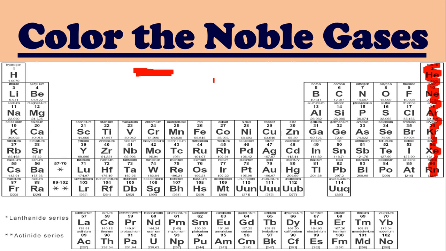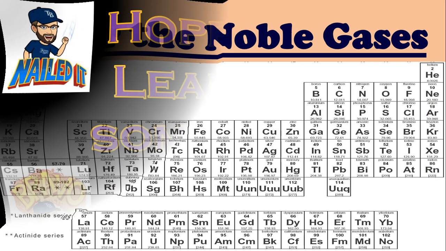Now, you should notice that there's one element that is not colored in. That is hydrogen. Hydrogen doesn't belong to any family. It is by itself. It does have 1 valence electron, but it's not a metal, so it can't be an alkali metal. So hydrogen is all by itself, and it will not be colored.